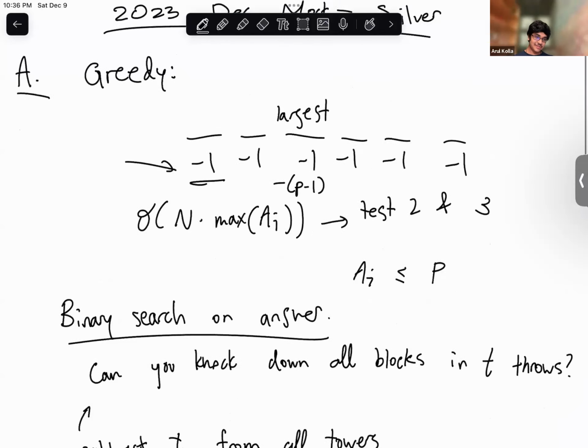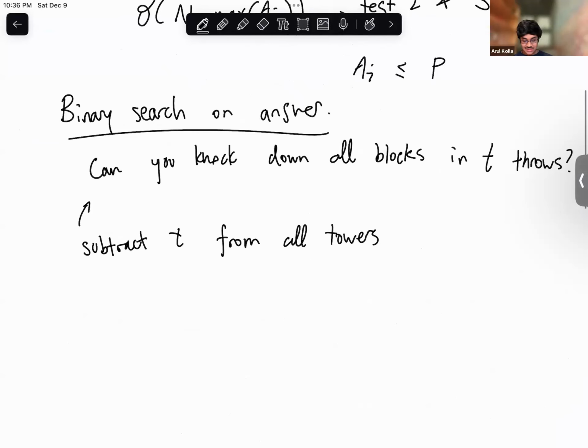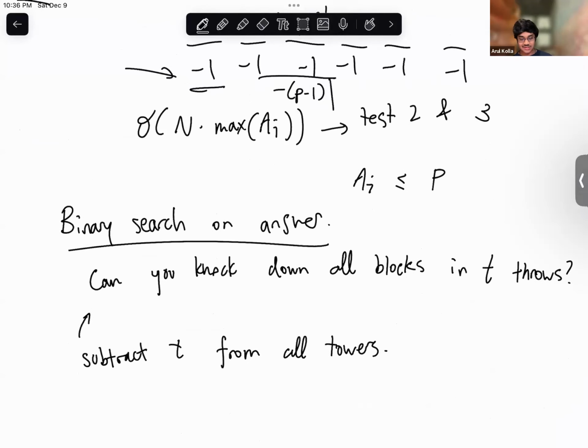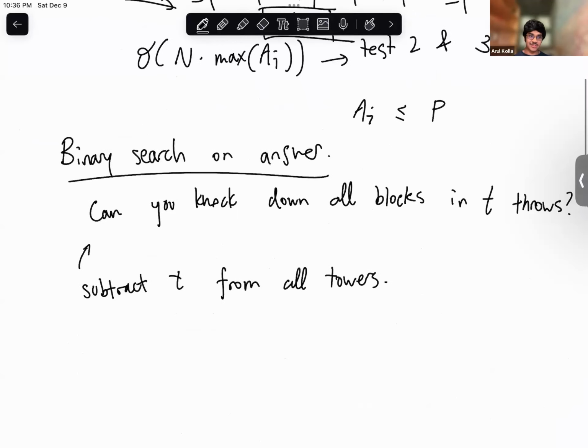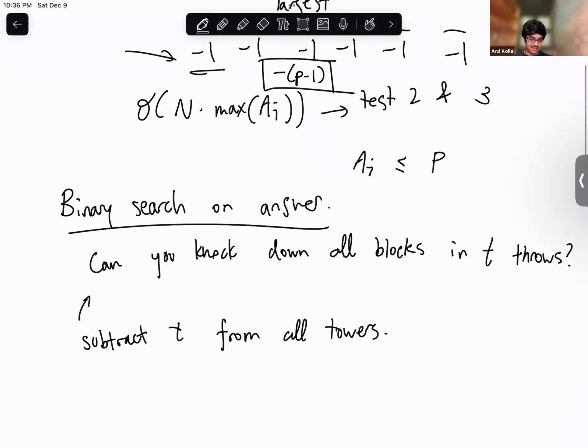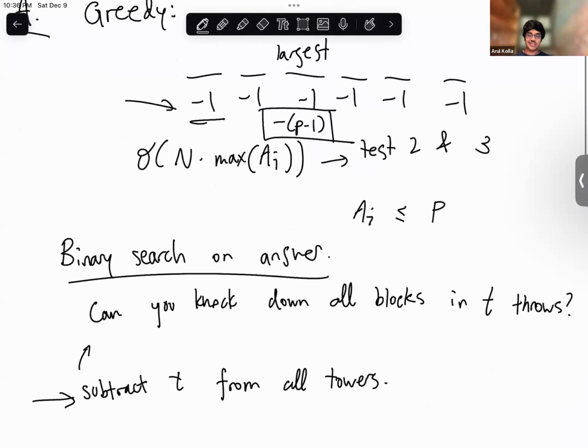So if we do T throws, we have to subtract T from all the towers. And then we have to decide, okay, which of these towers do we give this extra P-1 to? And this is where the greedy algorithm comes back in. But now the key idea is we're not having to subtract all these -1s all the time, because we already did that in this step, or we already did that here. So we don't have to subtract all these -1s.